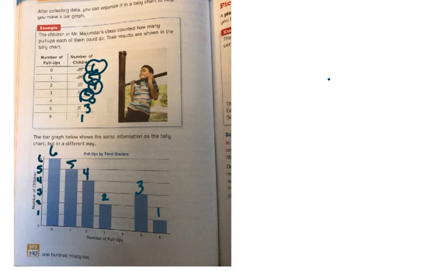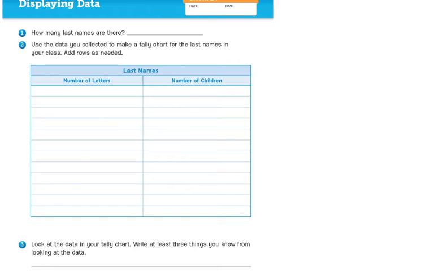We're going to go ahead into our math journals and we're going to display our own data. Please turn to page 12 in your math journal. And it says displaying data. How many, and I'm going to change this to first names.